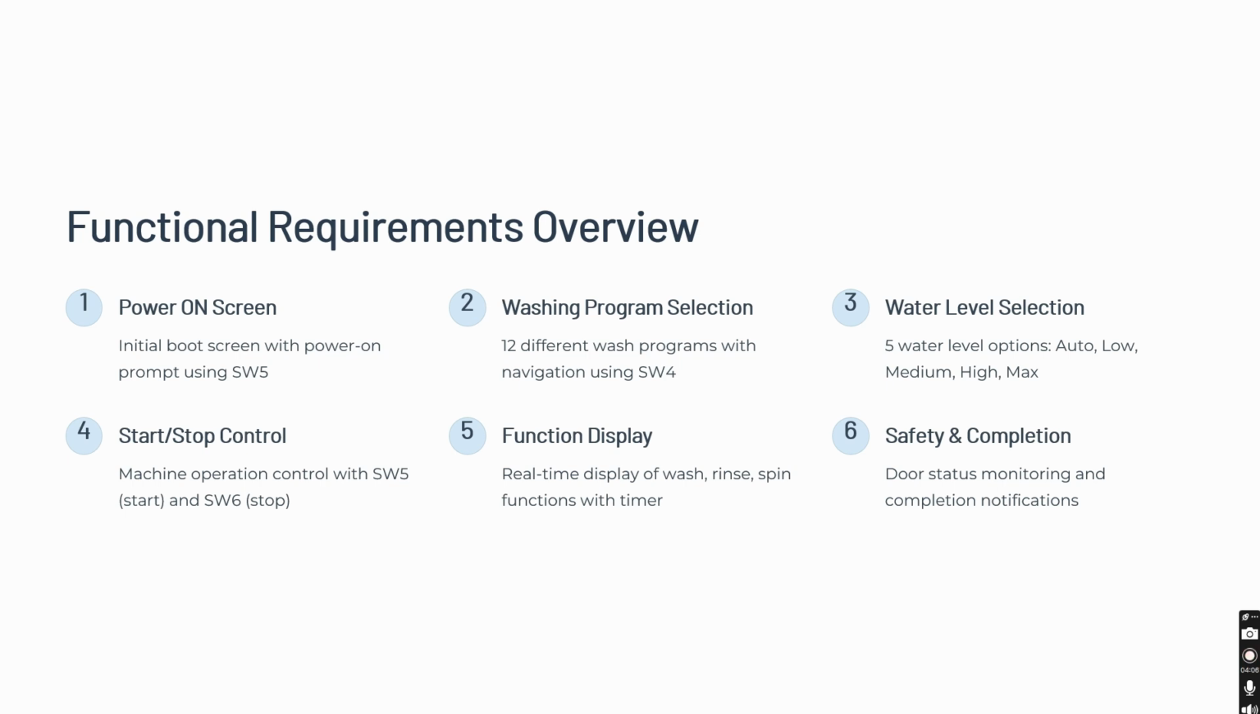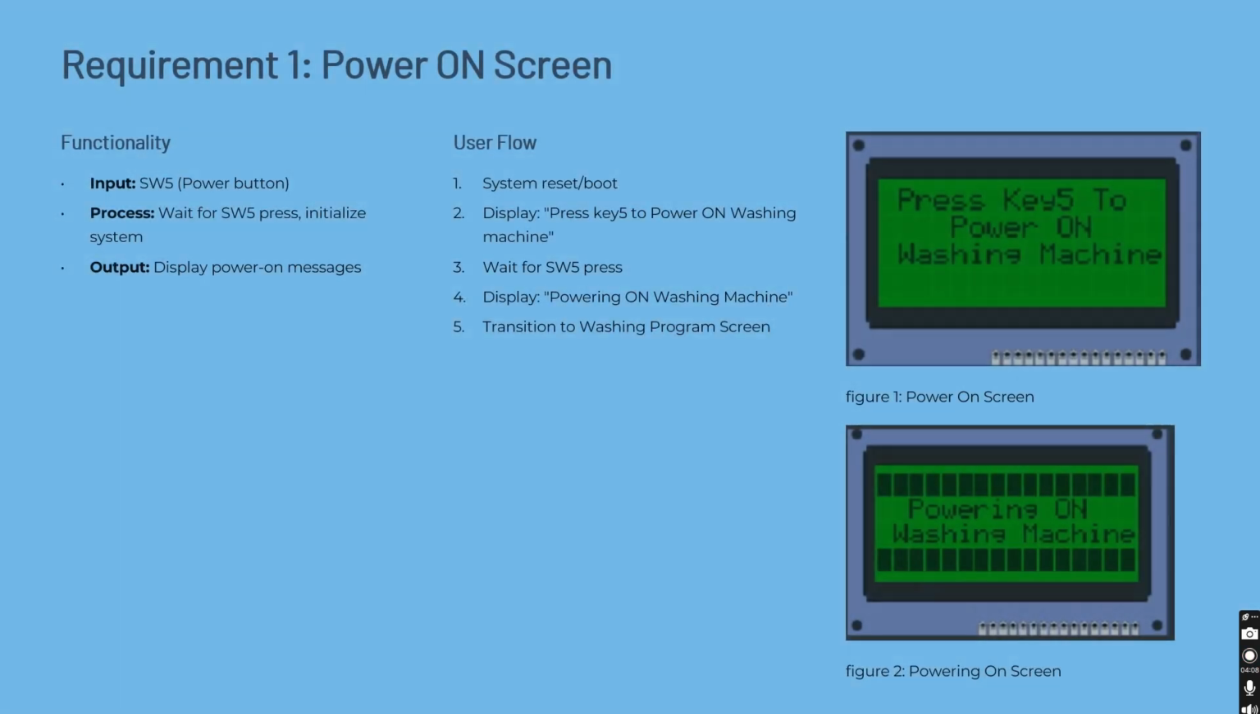The first and foremost requirement is the power on screen, and the simulation begins with the power on screen. Here the system waits for the user to press switch 5 to initiate the washing machine. Upon pressing the button, the microcontroller initializes all system parameters and displays the message "Powering on washing machine" on the CLCD display screen. This process mimics how a real washing machine boots up when we press the power button.